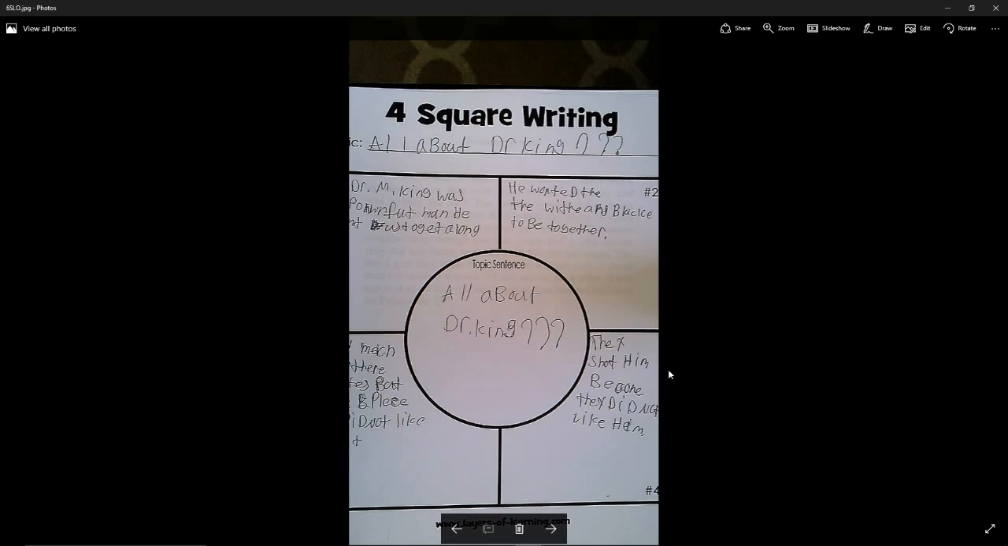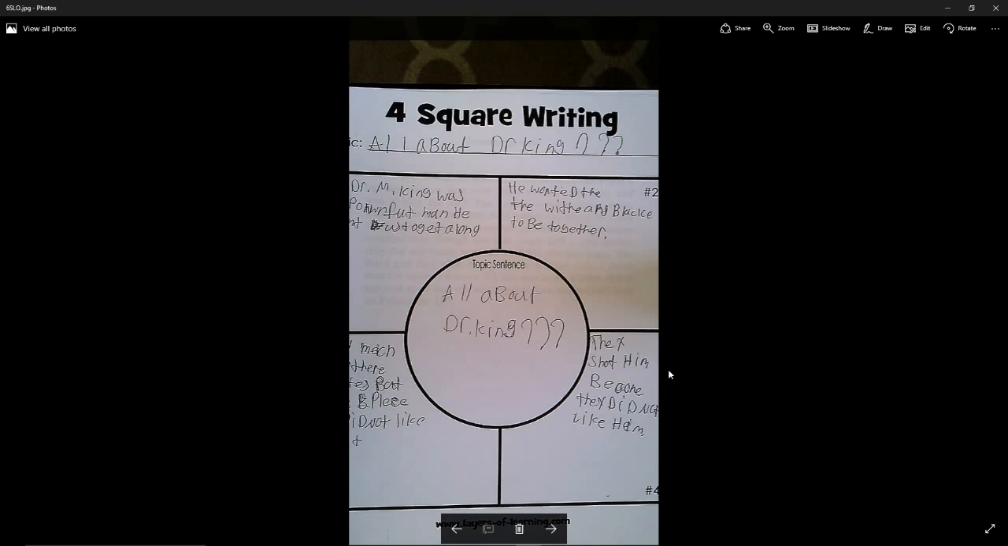So you can see that even the topic sentence is not really a topic, it's more of a title. And this was common throughout several students' initial completion of the Foursquare organizer, all about Dr. King, and you can see the handwriting as well, some issues there.